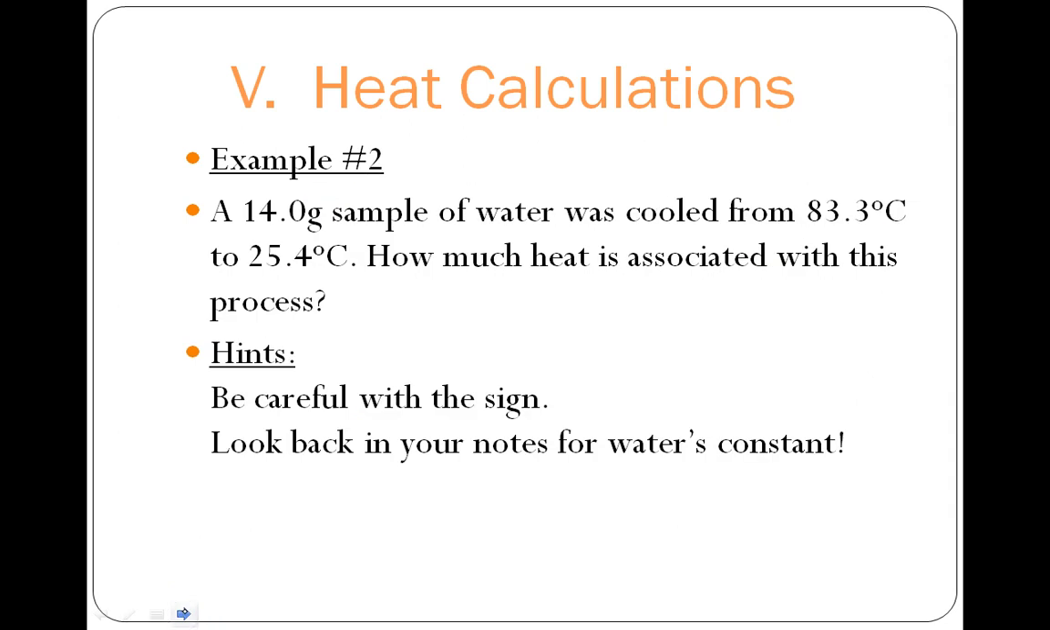Okay, I've got another example here for you. What I'd like you to do is try this one on your own and finish it before you come to class. Make sure you write down your work in your notes. You've got 14.0 grams of water. Water. We know something specific about water. And the water is going to be cooled from 83.3 degrees Celsius down to 25.4 degrees Celsius. And I want you to calculate how much heat is associated with this process. Again, you need to be careful of the sign, positive or negative, on your answer.